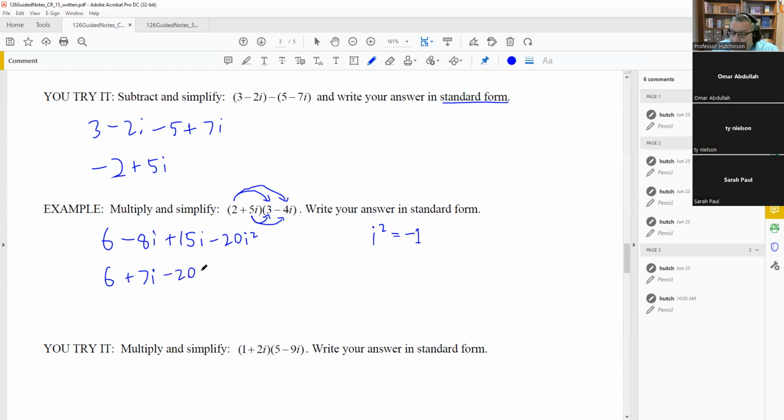We have a -20i squared. Instead of i squared, we're going to replace it with -1 because that's kind of an identity or a definition. From here, we're just going to simplify it. So we're going to get a +20 from that. And then we're going to add like terms together, 26 plus 7i. And then that's going to be your answer written in standard form. The real number part comes first, 26 comes first, and we have the imaginary part that comes second.